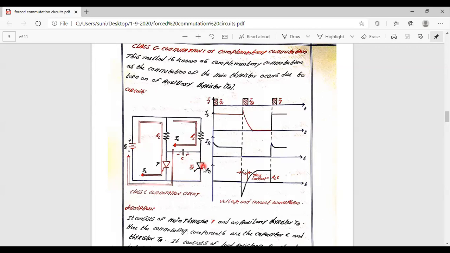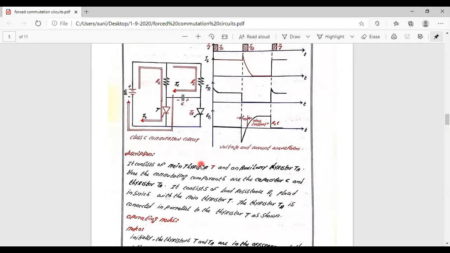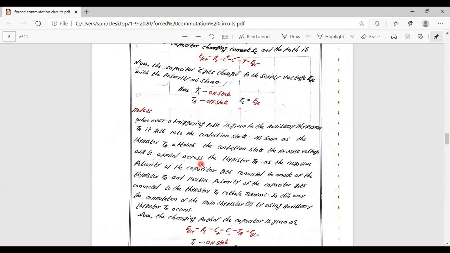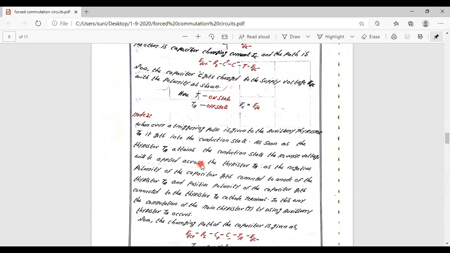So the device is going to be in the blocking mode. So when this device comes to the conduction, this is going to be turned off. So it is considered to be as a complementary commutation. Okay. Then moving to the other, you can refer all the modes of operation in the PDF provided.